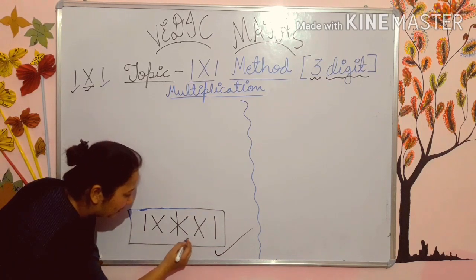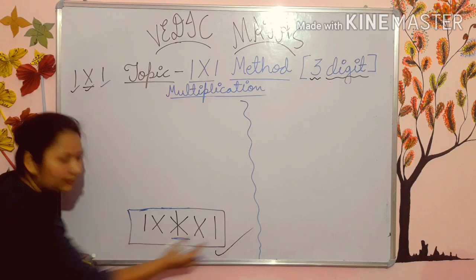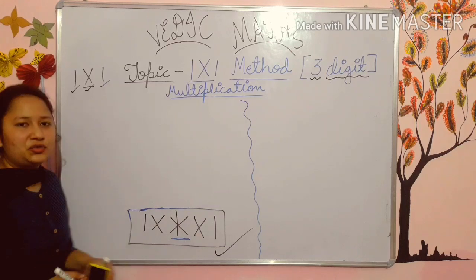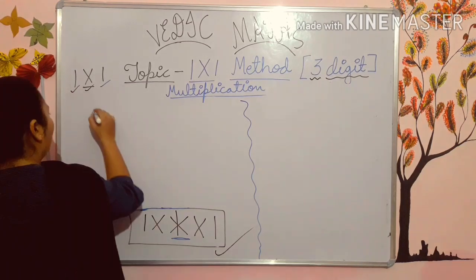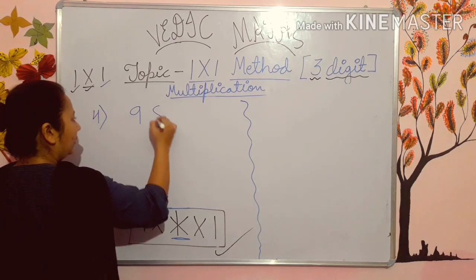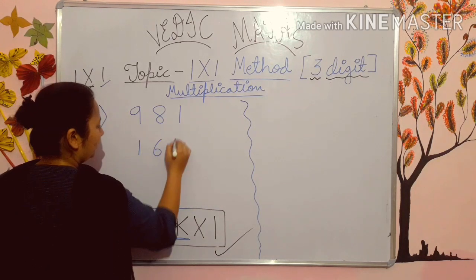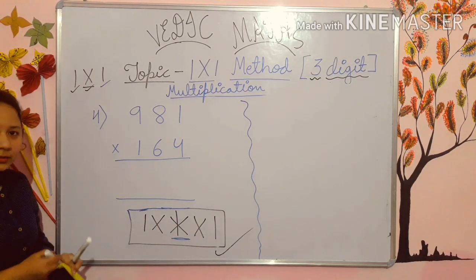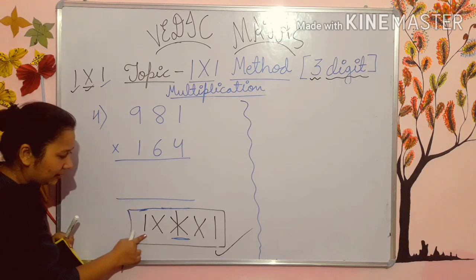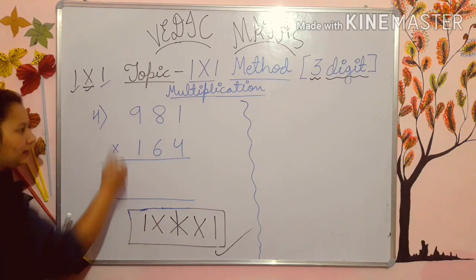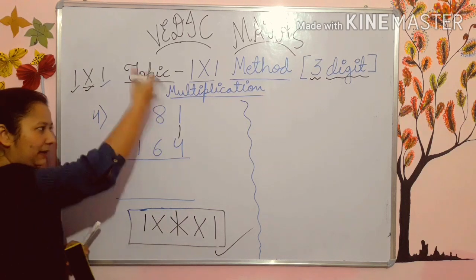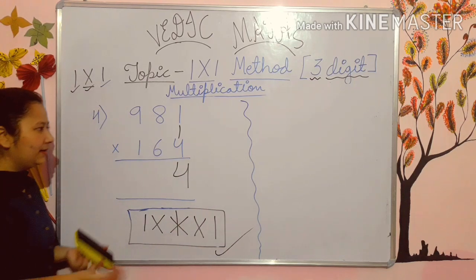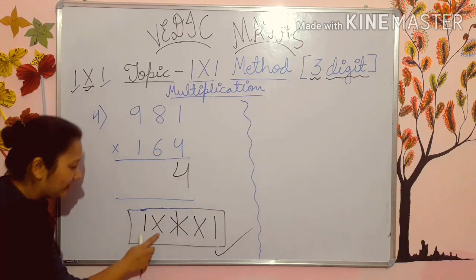Kids, only this is the fixed one. And these are repeating. See, I, then X, then X, then I. These both are repeating and this is a fixed one. It's very easy to learn this, kids. Now your 4th sum. 9, 8, 1, 1, 6, 4. Now, the first thing which we will do is I. So, I means this. Now, multiply both of them. 4 ones are 4. No carry is there? Fine. Now, the next is cross.